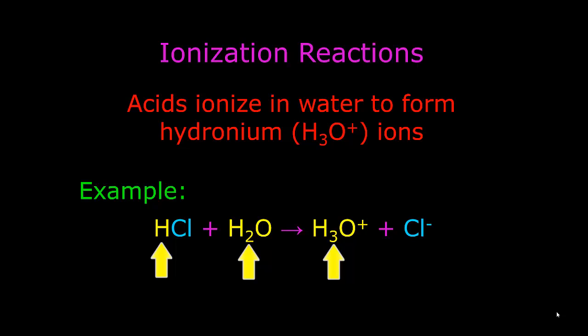hydronium, which is H3O+. So an example, we have HCl, hydrochloric acid, plus water, H2O, and the hydrogen ion from the acid HCl is going to react with the water to form H3O+. That is your hydronium ion, and then the Cl-.